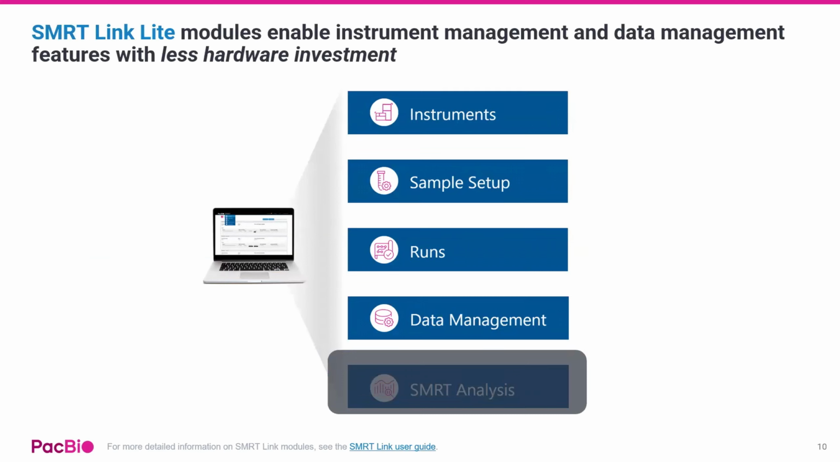SmartLink Lite is another local on-prem version of SmartLink that requires less hardware investment. It contains the same modules as a full SmartLink with the exception of the Smart Analysis module. This is a common choice for users with advanced analysis infrastructure already in place, or customers that want a lighter software footprint for instrument control and data management features.